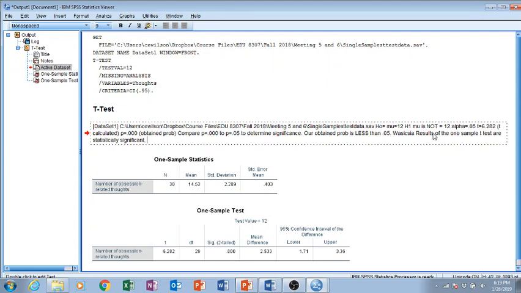All right, so we want to say t, and then in parentheses we're going to put our degrees of freedom. t at 29 degrees of freedom is equal to, and we're going to copy it right down here from this table.